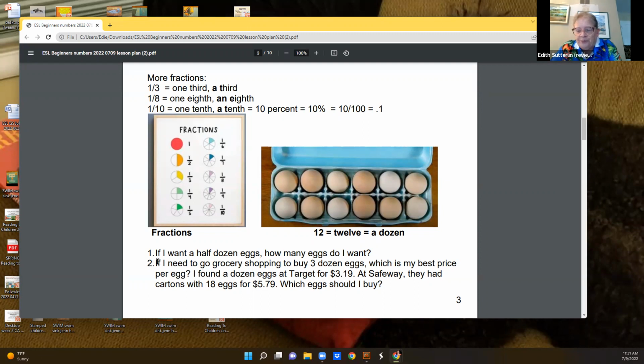We also talked about prices. Oftentimes, if you buy a bigger package of Cheerios or cereal or a bigger box of eggs, you might get a cheaper price. But when I went shopping, I looked at Target and found that eggs were $3.19 for a dozen. At Safeway, there were 18 eggs for $5.79. So I looked at the price per egg, or how much each egg cost, and found that the $3.19 was still cheaper at Target per egg.